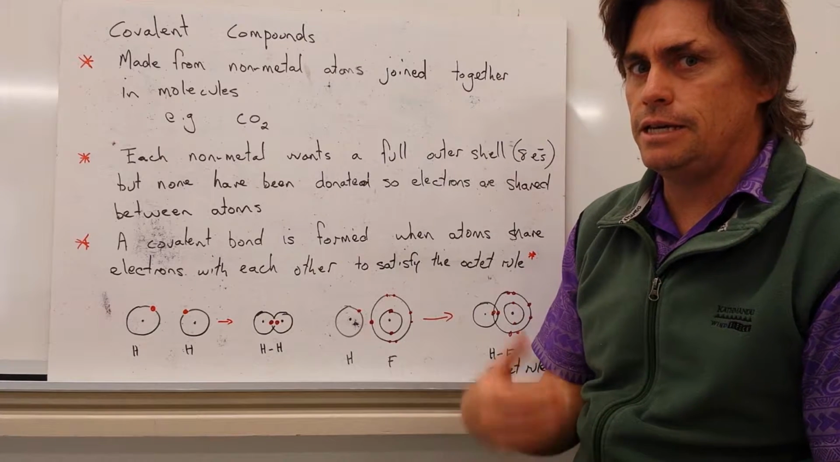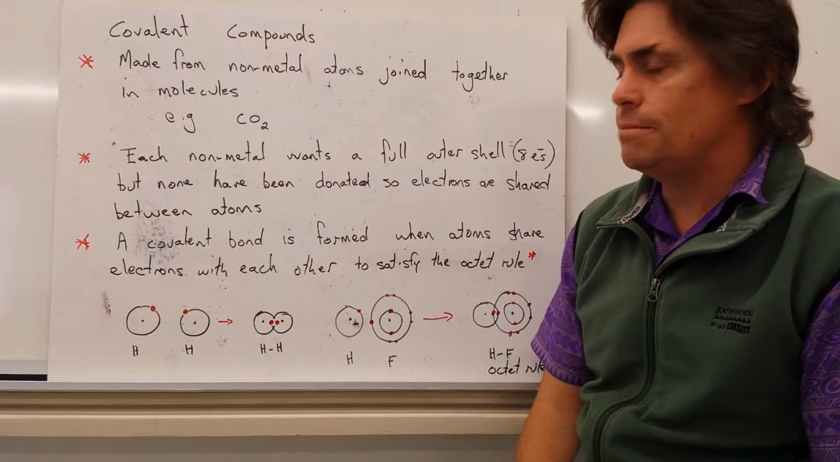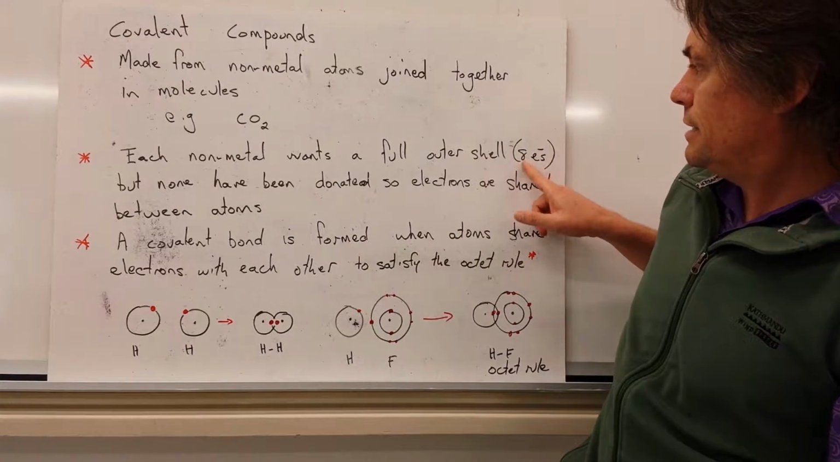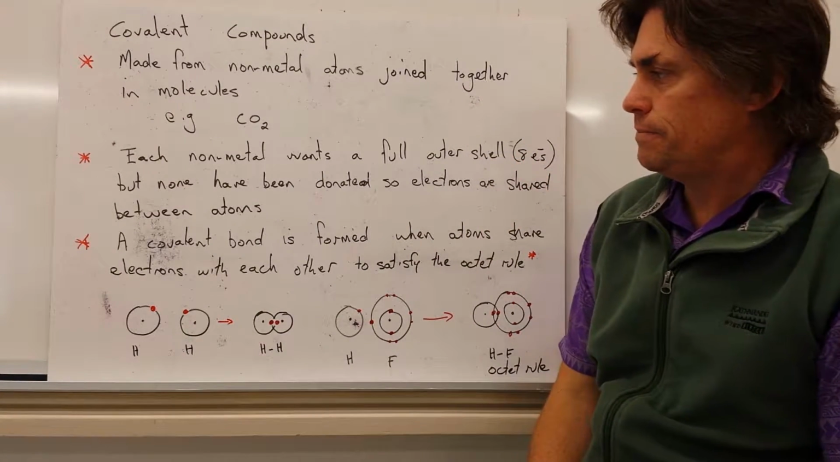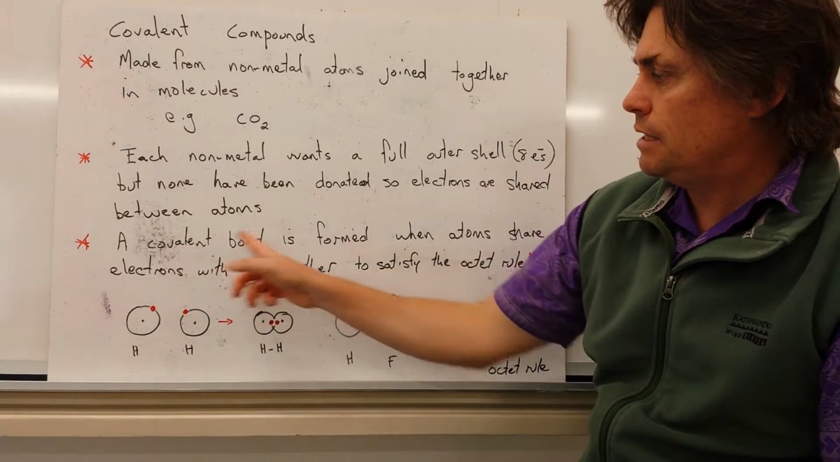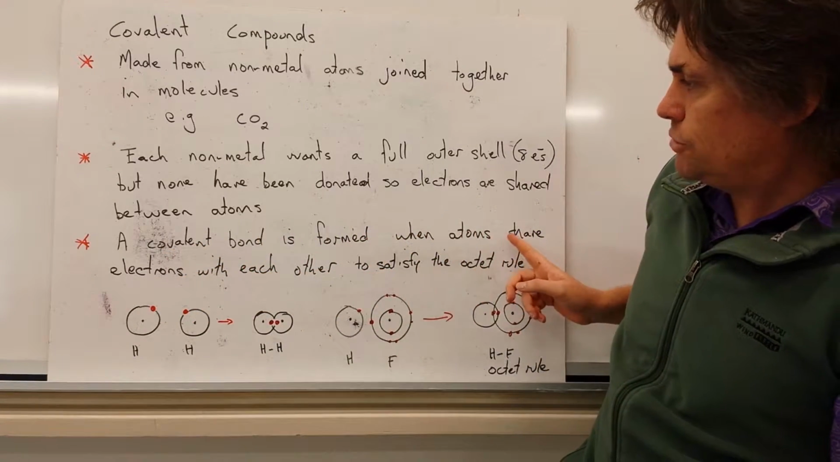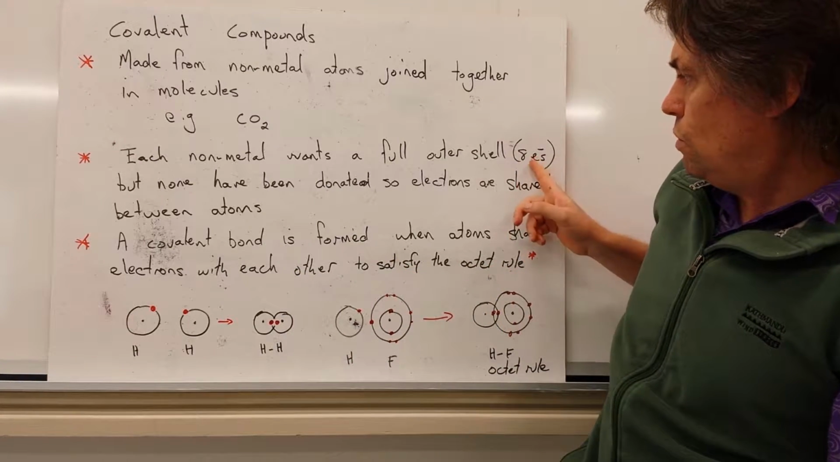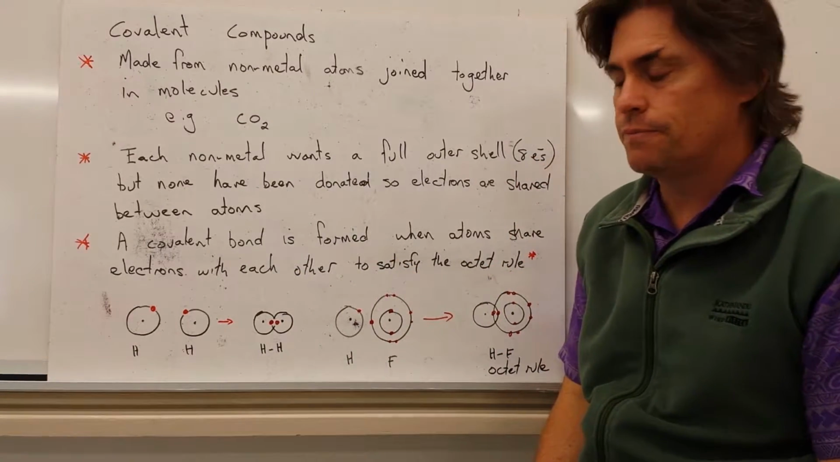And it turns out that the covalent atoms, or the non-metal atoms, can actually share electrons to effectively get 8 electrons in the outer shell. So we can say a covalent bond is formed when atoms share electrons with each other to satisfy this octet rule, or 8 electrons in the outer shell.